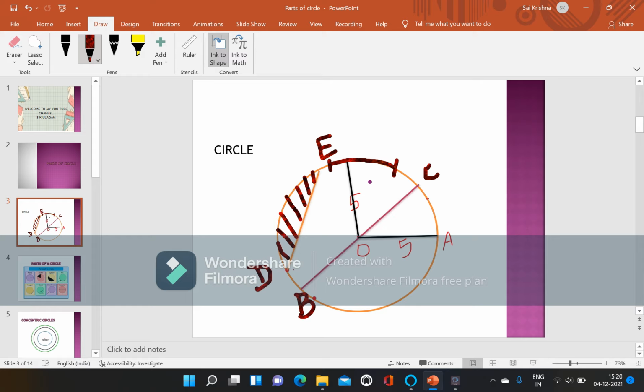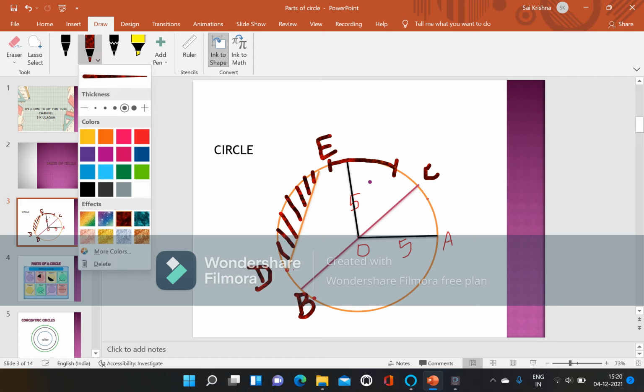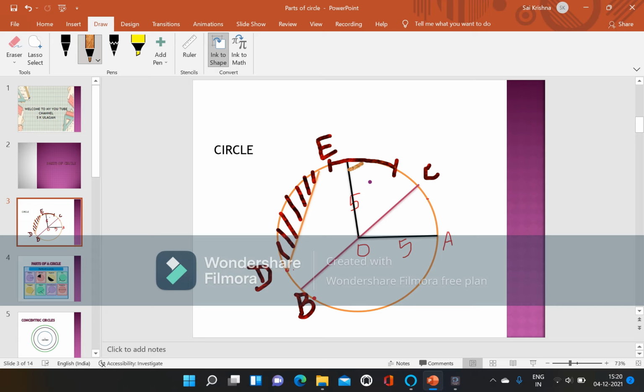Next one is the sector. What do you mean by a sector? So the area bounded by the two radii with the minor arc is called the minor sector. So this is the minor sector. The area bounded by the two radii and the minor arc is called the minor sector, and the opposite one, the area bounded by the two radii with the major arc is called the major sector.